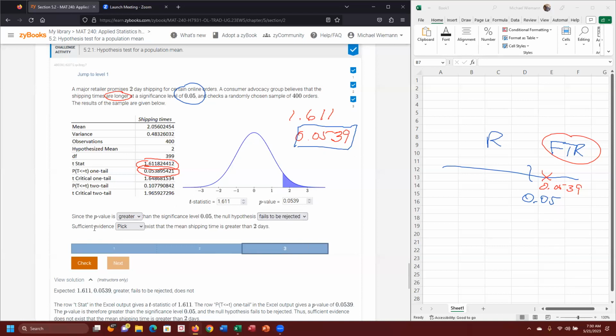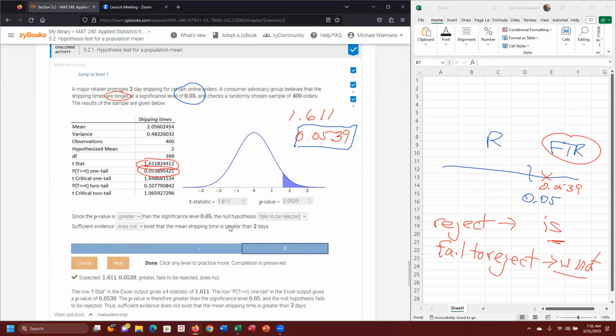And sufficient evidence, here's the deal. I'm going to write this down so that you've got this as a reference. If you reject the null hypothesis, there is sufficient evidence. If you fail to reject the null hypothesis, there is not sufficient evidence. So when I select this, sufficient evidence does not exist for mean greater than 2 days. If you had a p-value less than 0.05, relative to the level of significance they gave you, then you would have said it does exist from a sufficient evidence perspective. Check it, and we're good to go with that challenge activity.